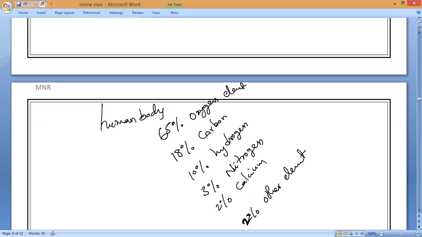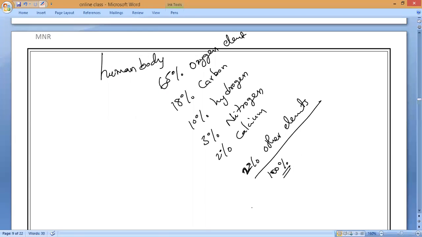Is it matching 100%? Count it, is total 100 coming or not? Yes, 100% we have to make it. So our body is made up of very complex substances. These complex substances are formed by only a few elements: oxygen, carbon, hydrogen, nitrogen, and calcium. This is what you have to remember. So in our human body, which element has the highest percentage? Oxygen. Next highest is carbon. That is what you have to remember.